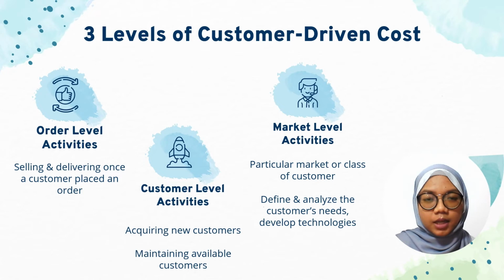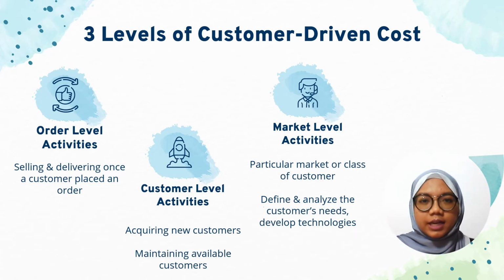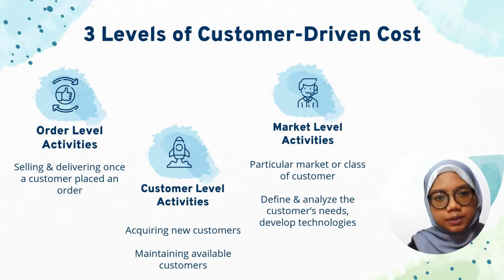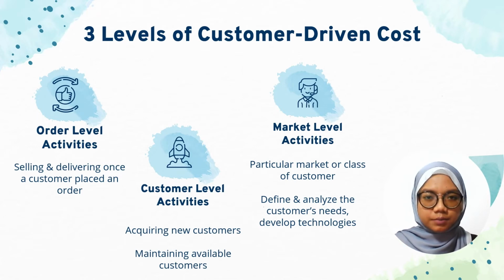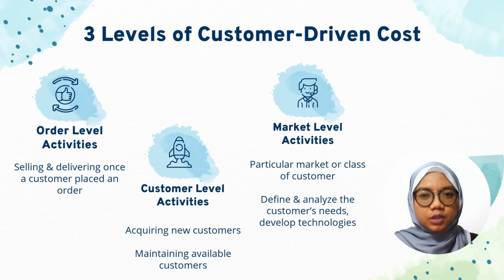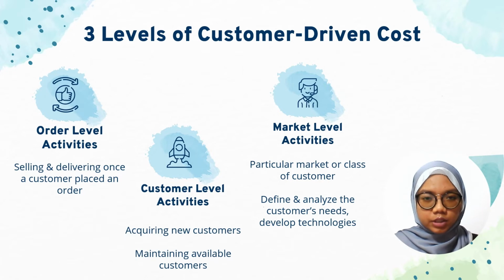Before I go further into the steps of CPA, I will briefly explain the three levels of customer-driven costs. In the order level activities, they will focus on the selling and delivery of goods or services to the customer. Next is the customer level activities, which focus on how to acquire new customers and how to maintain the present customers of the company. For example, on how to acquire a new customer, the company can perform customer credit evaluation, while to maintain the availability of the customer.